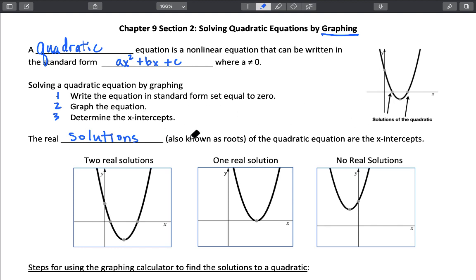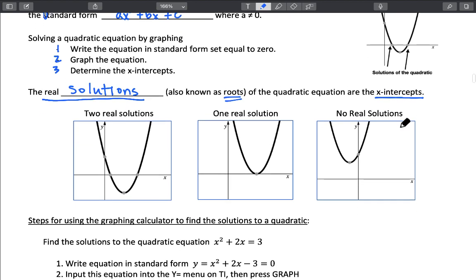Recall from previous chapters, those x-intercepts were known as our solutions, or the zeros of our quadratic. So today, we're going to see that the real solutions, also known as the roots, or the zeros of the quadratic equation, are the x-intercepts. So we can visually see those solutions on that x-axis.